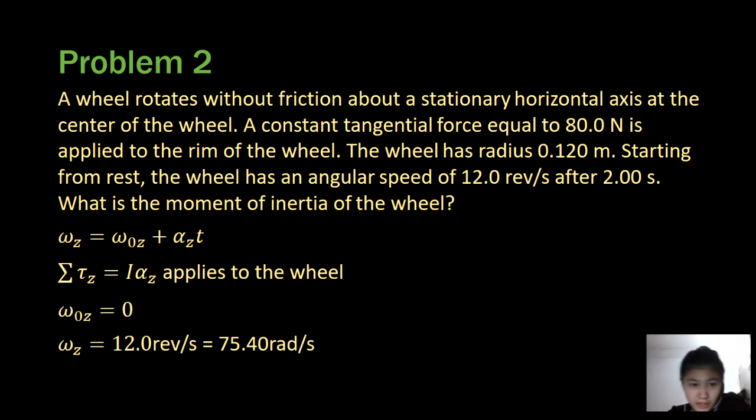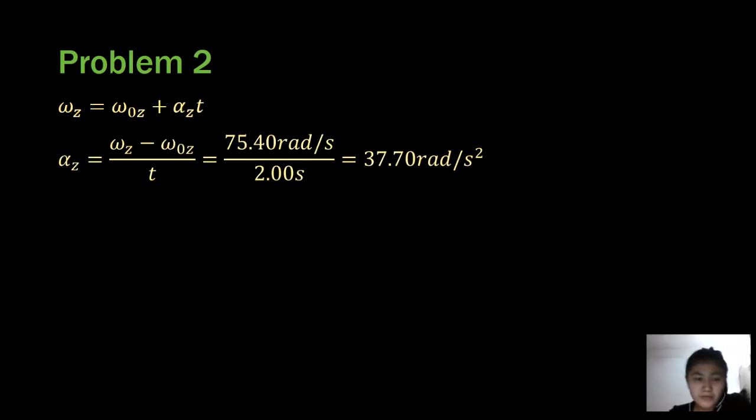Our initial angular velocity is 0. Remember that when we solve for the angular velocity, we need to convert it into radians per second. So 12 revolutions per second is equal to 75.40 radians per second. With this formula, first we get alpha z, which equals final angular velocity minus initial angular velocity divided by time. So 75.40 radians per second minus 0 over 2 seconds, and we get 37.70 radians per second squared.